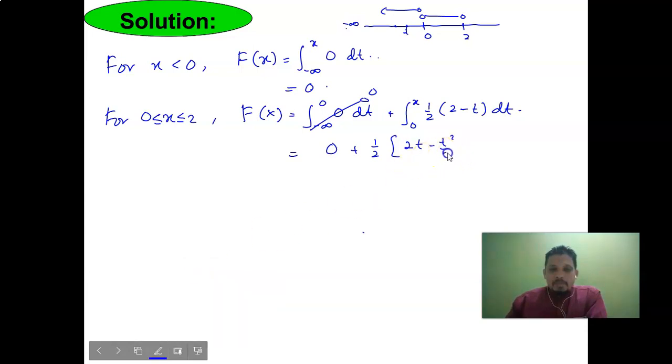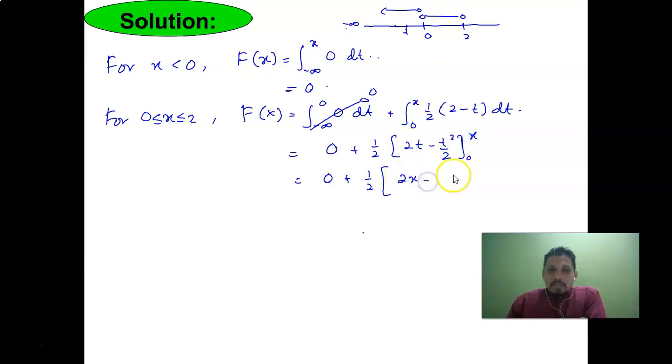T squared divided by 2 from 0 until x. Okay, 0 plus 1 over 2. Now it's time for us to substitute these two t's first with x. To replace the t with an x here, meaning that we get 2x, and then x squared divided by 2, x squared over 2.